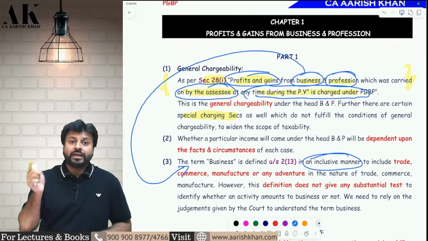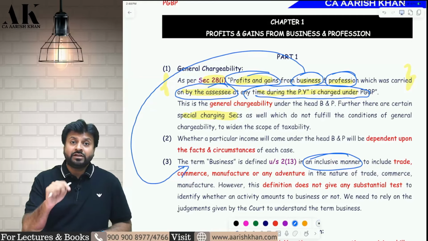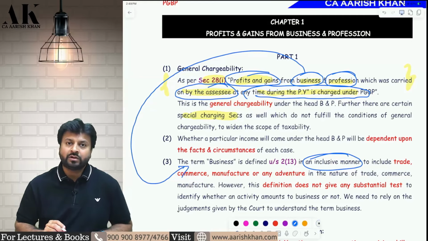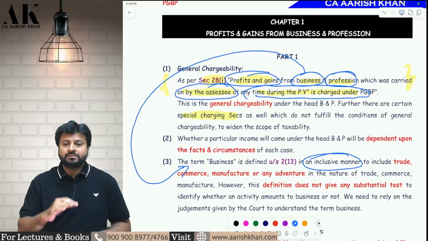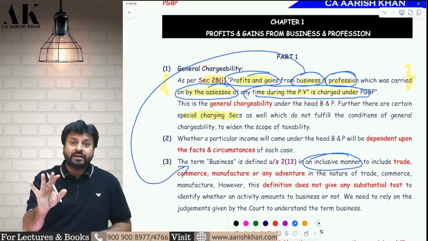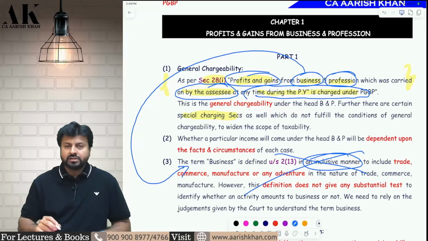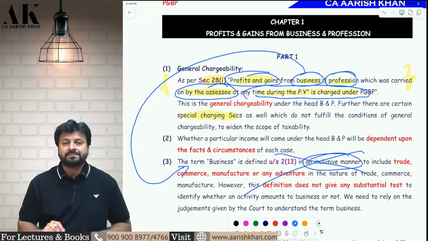So whatever you do, there has to be an adventure. Adventure means there has to be some kind of risk in your activity. Otherwise, it cannot be called a business. But again, I am saying what is business and what is not a business depends upon the facts and circumstances of every case. This definition does not give us any substantial test.